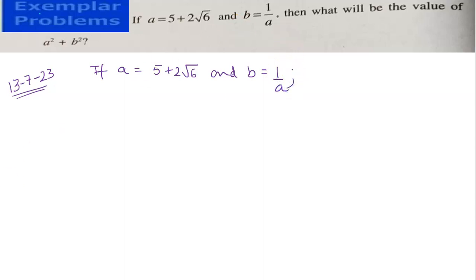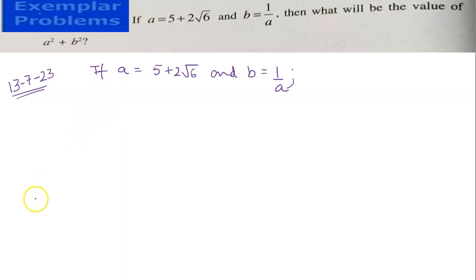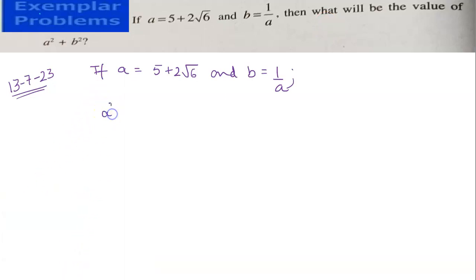Okay, can you see students? Okay students, you can see if a is equal to 5 plus 2 root 6 and b is equal to 1 upon a, then find what will be the value of a square plus b square. So the question is saying find the value of a square plus b square. Okay, so we'll start with the solution.